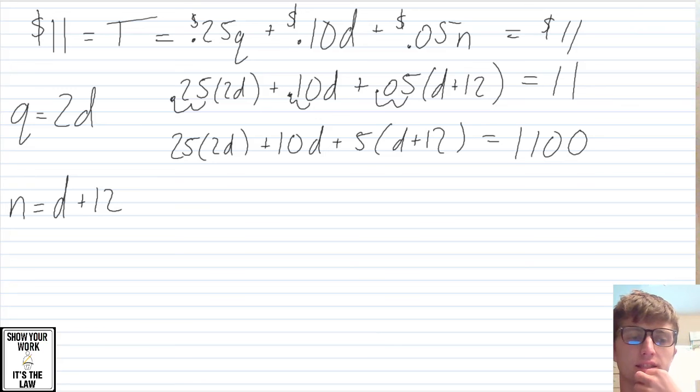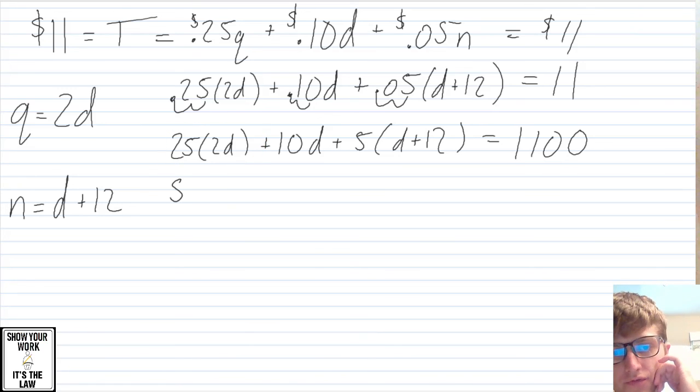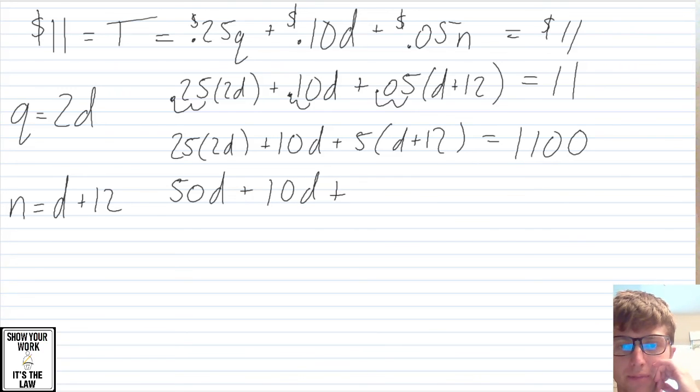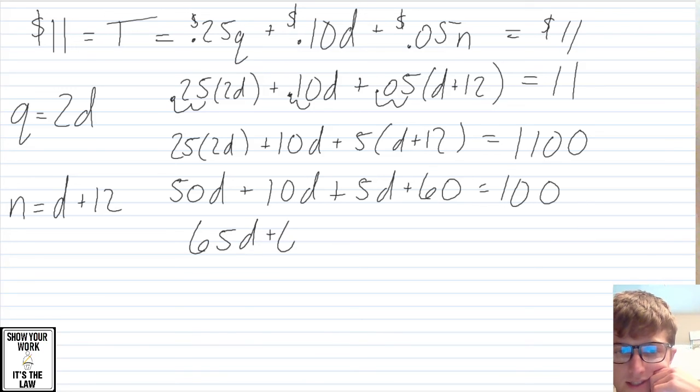So let's simplify the left. We got 25 times 2D. 25 times 2 is 50 in the D. 10D. And then distribute the 5. We got 5D plus 60 equals 1,100. Combine like terms, 50D plus 10D plus 5D gives us 65D plus 60. And now, ooh, forgot a 1.